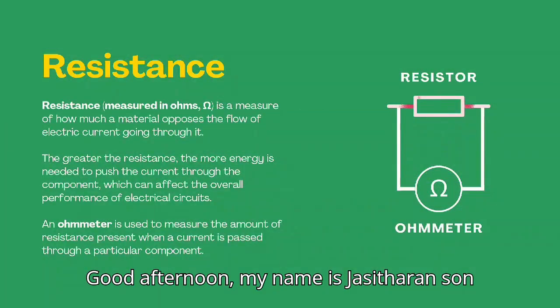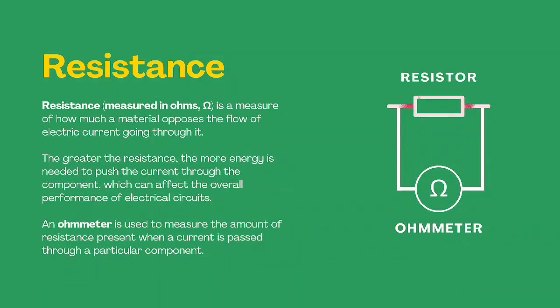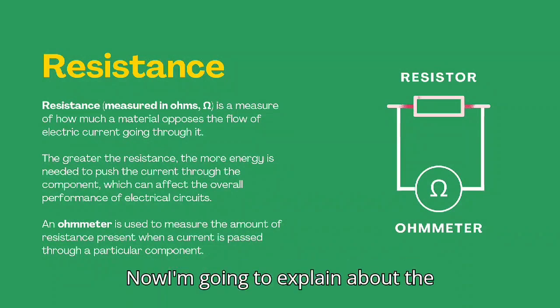Good afternoon. My name is Jasitaran, son of Loganathan. My metric number is 2413028885. So now I'm going to explain about the resistance.